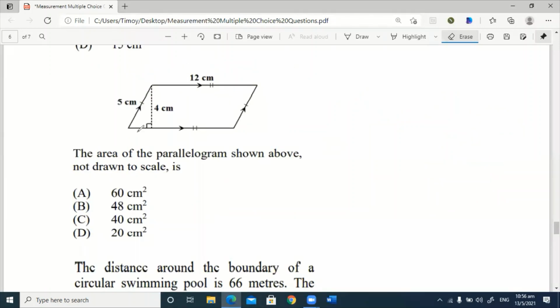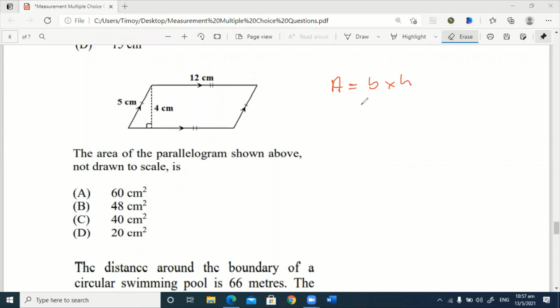Now to our next problem. We are given a shape here, which is a parallelogram. It says the area of the parallelogram shown above, not drawn to scale, is. So what they want us to find is the area of this shape. So how do we find the area of a parallelogram? The area of a parallelogram is equal to B times H. That's what we know, right?